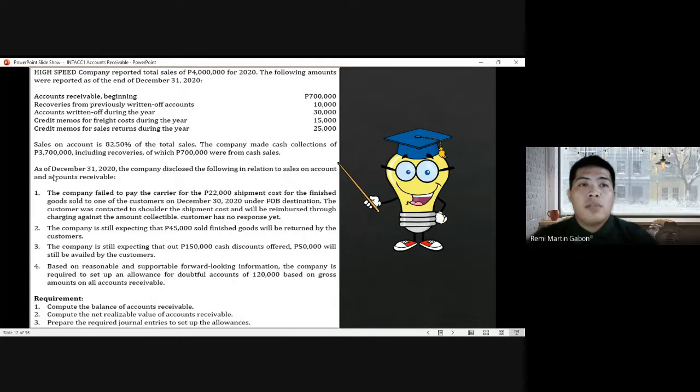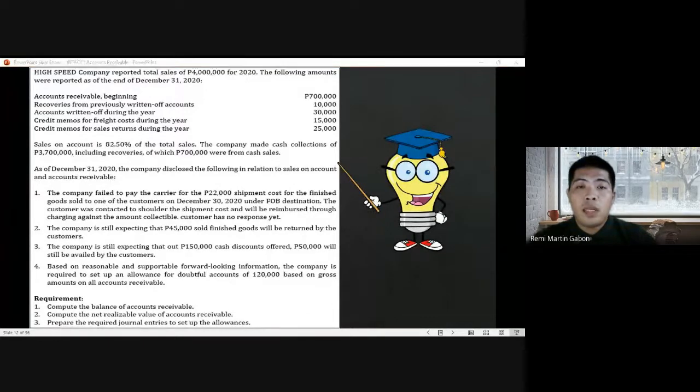Next, as of December 31, 2020, the company disclosed the following in relation to sales on account and accounts receivable. Number one, the company failed to pay the courier for a 22,000 shipment cost for the finished goods sold to one of the customers on December 30, under FOB destination. Take note, the shipping term is FOB destination. We are responsible, supposed to be. However, the company failed to pay the courier.